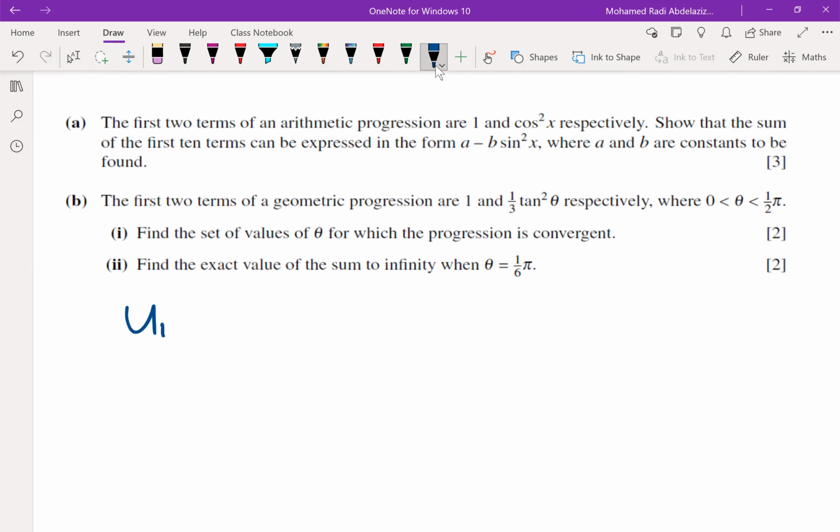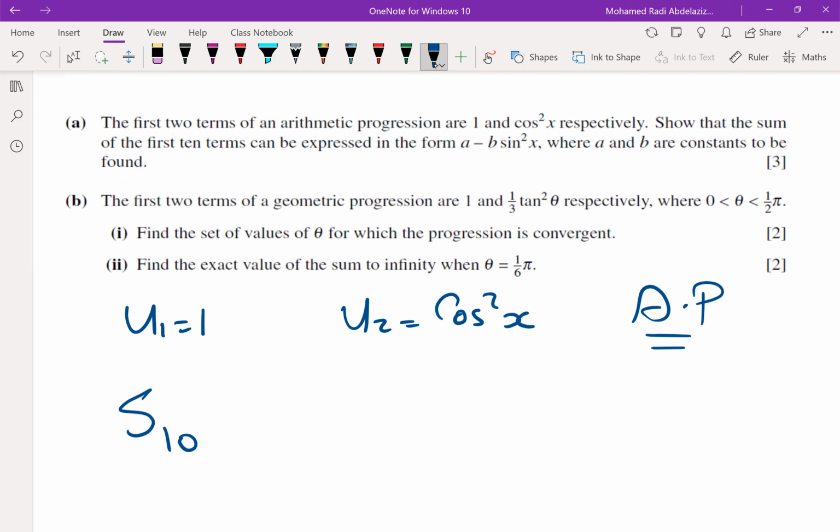The first term is 1. The second term is cosine squared x. The first two terms of an arithmetic progression. Show that the sum of the first 10 terms can be expressed in the form of a minus b sine squared x. First, we have a sequence.